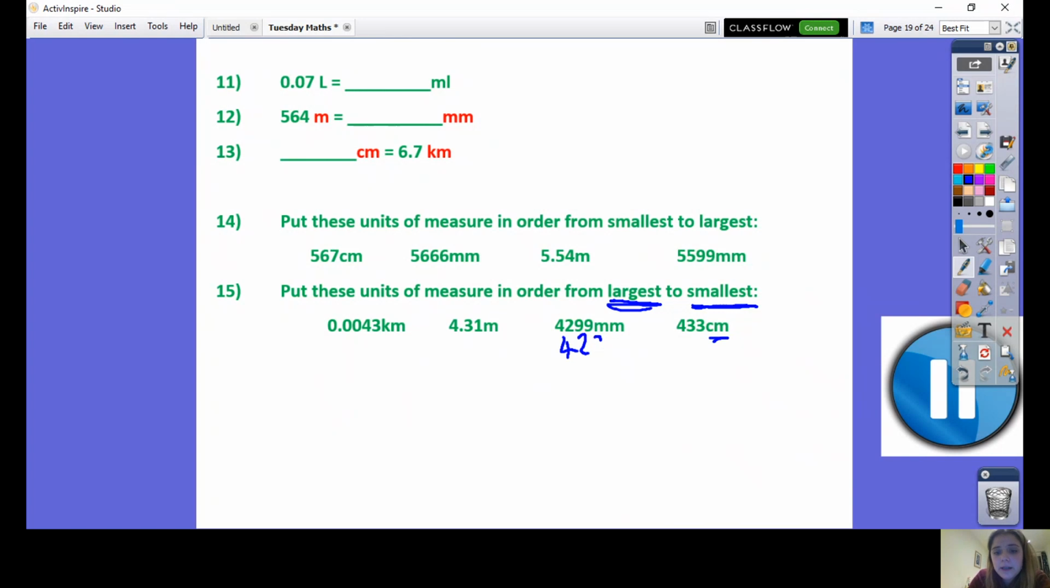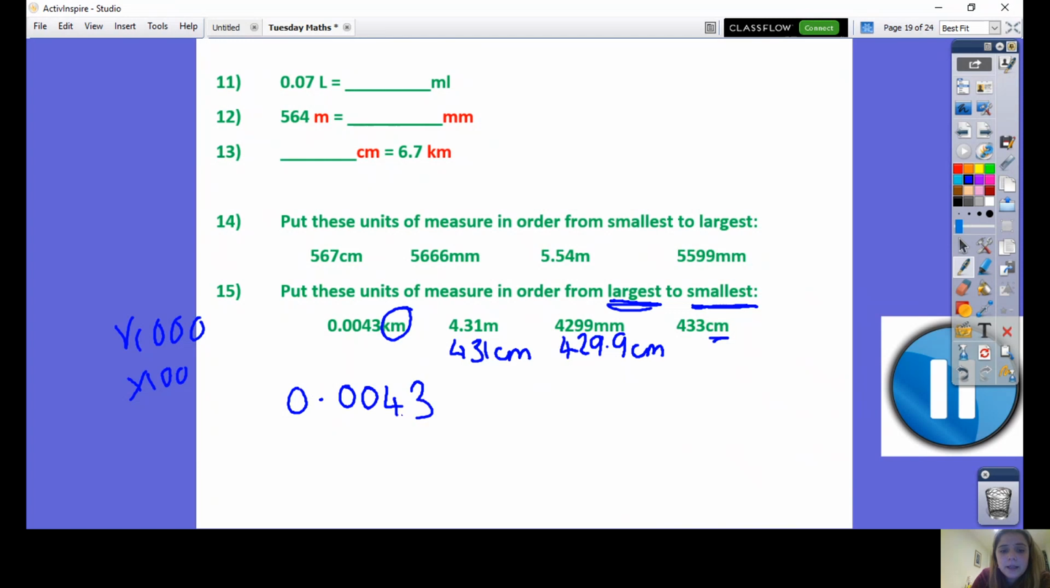This will be 429.9 centimetres. This will be 431 centimetres. Remember to get from kilometres to centimetres, I times by 1,000 and then I times by 100. So you should have done 0.0043, 5 spaces bigger. Down 1, 2, 3, 4, 5. 3 there, 0 there. 430 centimetres.